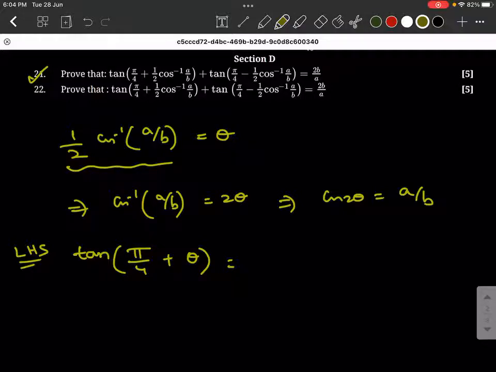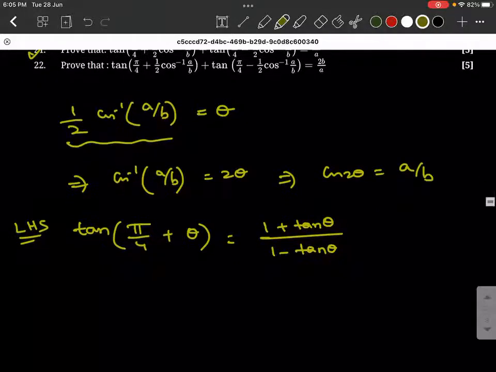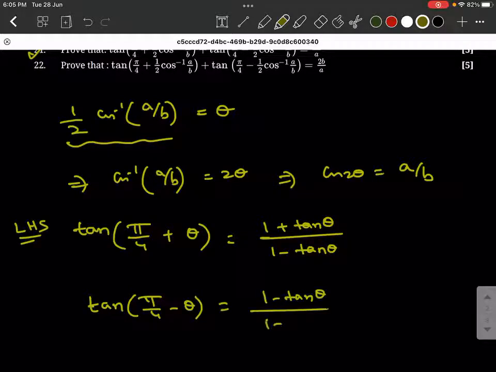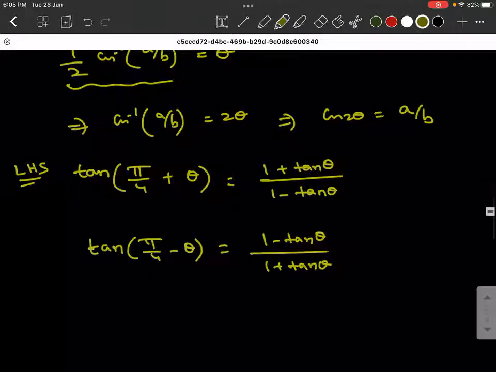Ram, you can come here. Tan of 5 by 4 plus theta, what can I write it as? 1 plus tan theta by 1 minus tan theta, right? Then what do I do with this cos 2? What will you write that? So similarly, there is another term, right? Similarly, I have tan of 5 by 4 minus theta. It will be 1 minus tan theta by 1 plus tan theta. Is that right? Now, I need to add these two.